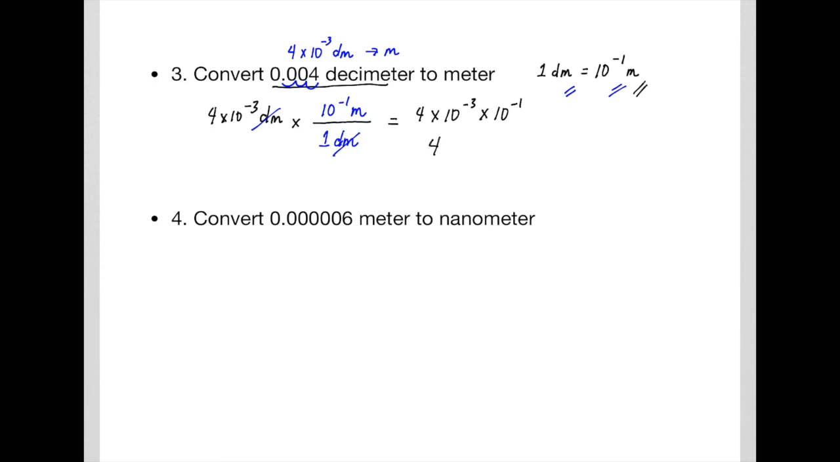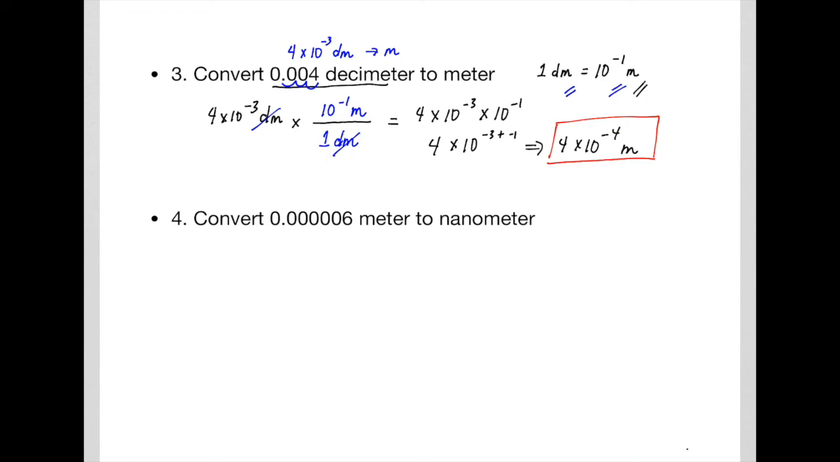So, we have 4 times 10. Since that is multiplication, I simply need to add the exponent, and that is negative 3 plus negative 1, and that is 4 times 10 raised to negative 4. And the unit here is meter. Then let me write my final answer.